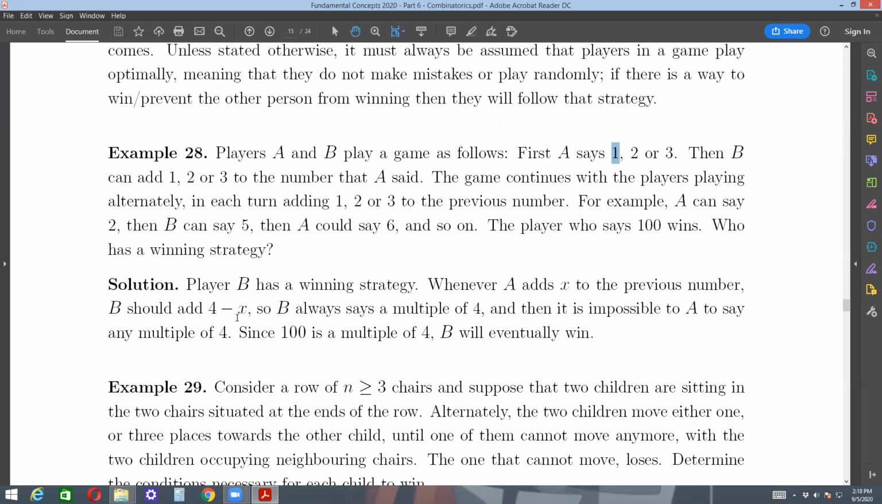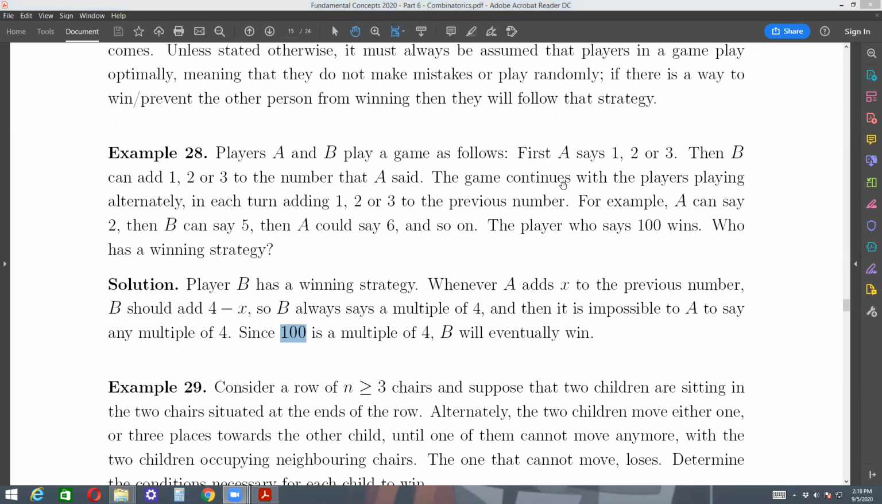So every time B finishes, the number is a multiple of 4. Since 100 is a multiple of 4, B is the only one who could say that. That's the strategy B would use, making sure that whatever number he says is always a multiple of 4, so he guarantees that he could say 100. And if he says a multiple of 4, then A could only add 1, 2, or 3, so there's no way A could say a multiple of 4 after that, as long as B plays optimally. So A has absolutely no way of winning this game.